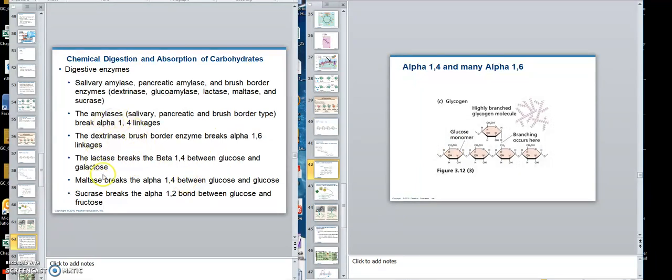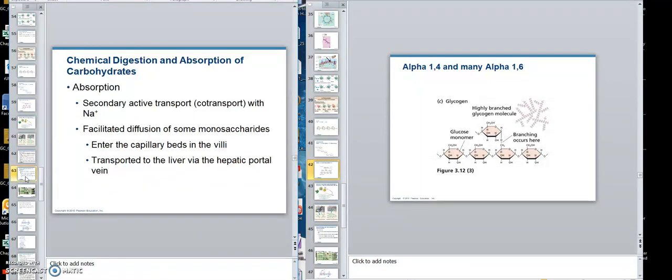See, all of these are to try to get to the monomer form. You can go and study them and write them down. Okay, let's go further: chemical digestion and absorption of carbohydrates.